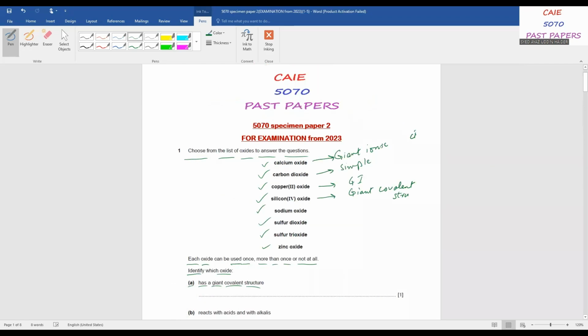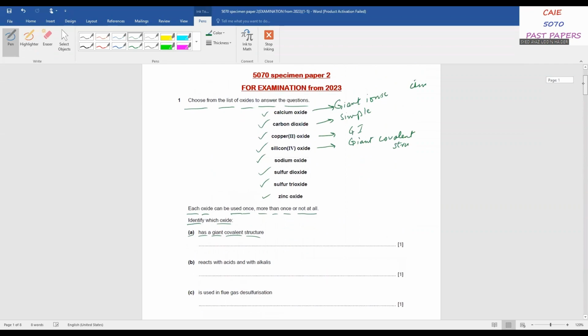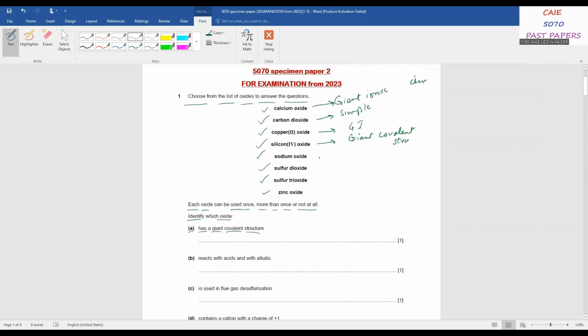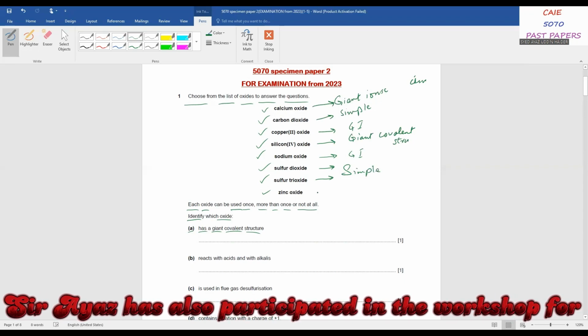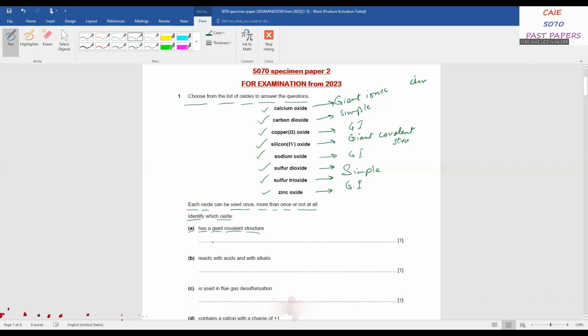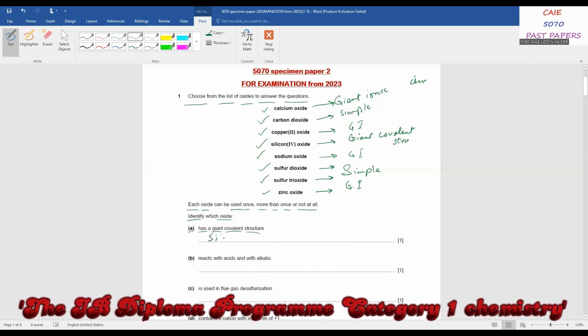You see the other options also. Sodium oxide, again, giant ionic. Sulfur dioxide, sulfur trioxide, both are simple. Zinc oxide, again, giant ionic. So for part A, the answer will be silicon 4 oxide.